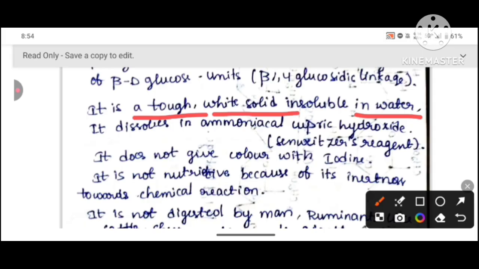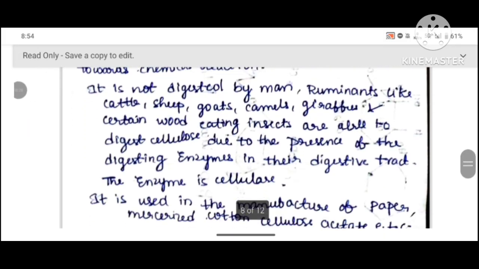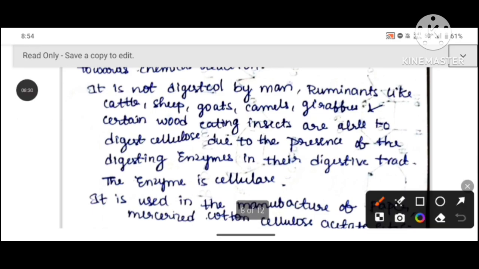So because of its inertness towards chemical reactions, it doesn't have any nutritive value, because whenever you want to break down, whenever you want to test the cellulose, it will not react easily with chemicals or with other substances. So due to this inertness, it doesn't have any nutritive value, and it serves the purpose of structural composition in plants. It is not digested by man, of course.